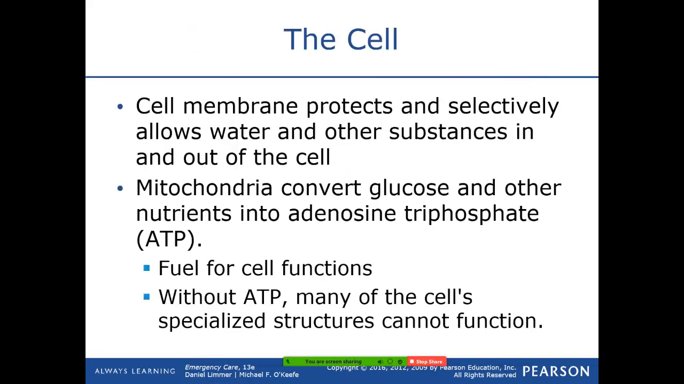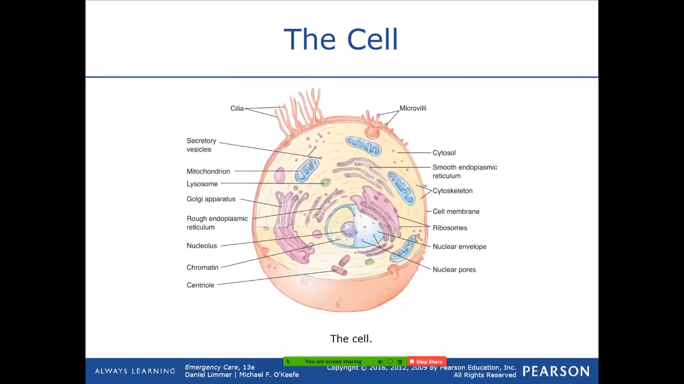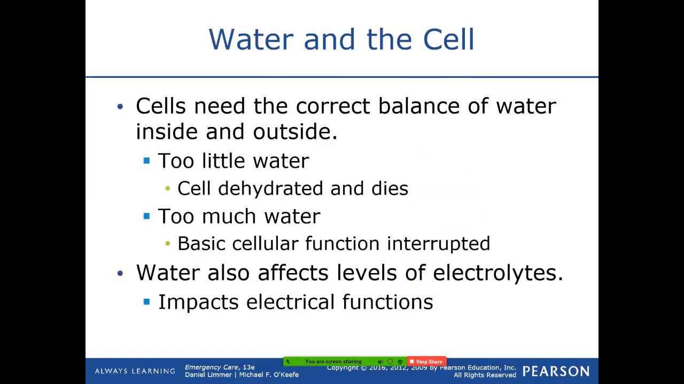Okay, a quick overview of the cell itself. Cell has a membrane that protects and selectively allows water and other substances in and out of the cell. The mitochondria convert glucose and other nutrients into ATP. Okay, ATP is the fuel for cell functions. Without ATP, many of the cell's specialized structures cannot function. All right, here's a picture of the cell. You guys can pause this video if you want to take a quick look at it. Again, there's a lot of detail here, things that aren't necessarily that important as a basic EMT to understand.